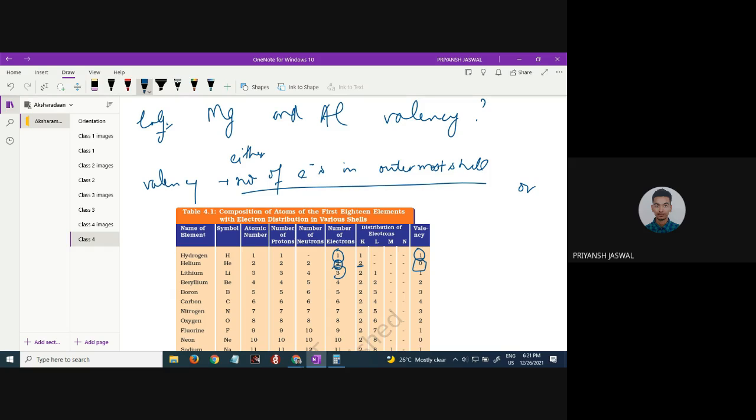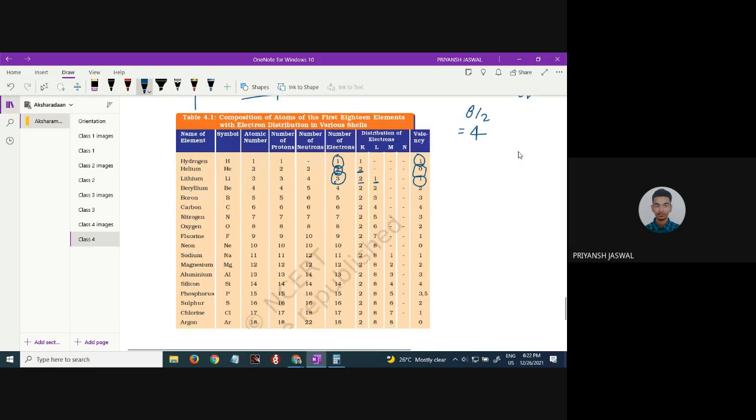Similarly, for lithium, there are 3 electrons. 2 are in K shell, 1 is in L shell. So valency is 1. Similarly, for other atoms. But if the number of valence electrons in the outermost shell exceeds 4, that is half of 8, then the valency can be either defined by the number of electrons it possesses or the number of electrons it needs to become 8.